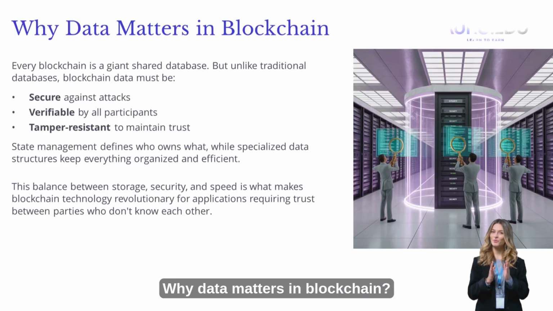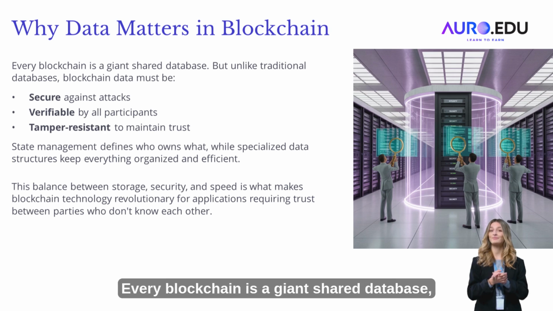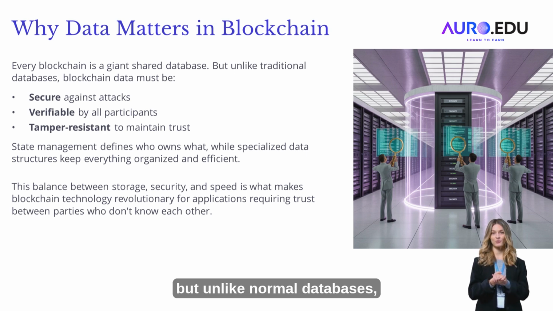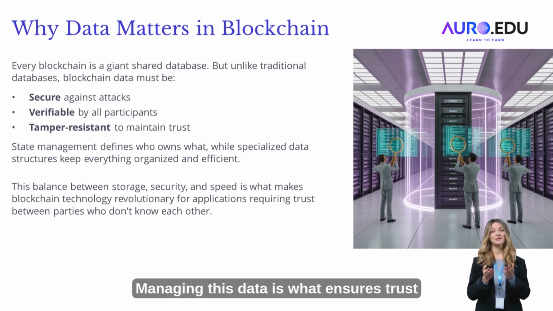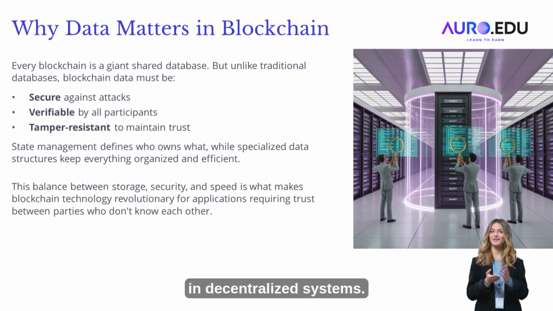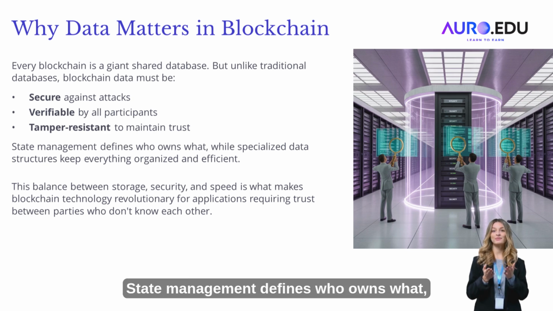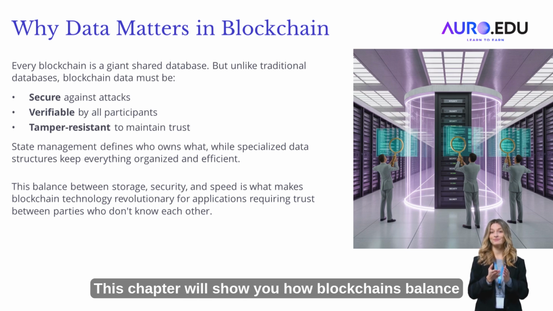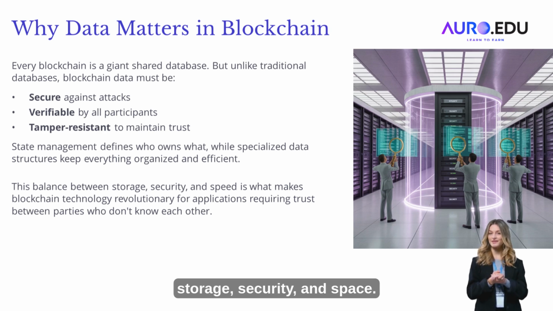Why data matters in blockchain. Every blockchain is a giant shared database, but unlike normal databases, blockchain data must be secure, verifiable, and resistant to tampering. Managing this data is what ensures trust in decentralized systems. State management defines who owns what, and data structures keep everything in order. This chapter will show you how blockchains balance storage, security, and speed.